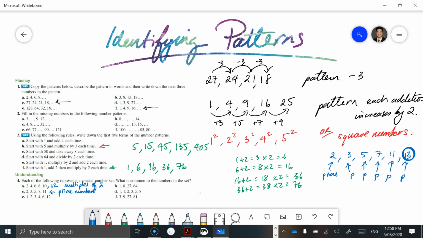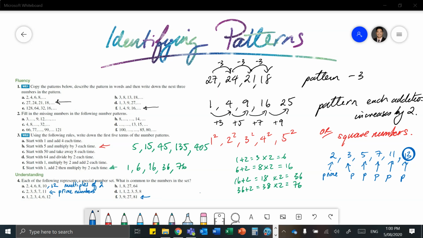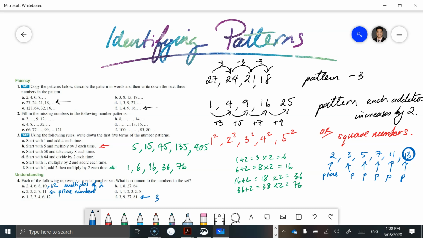And I might do one more here. With 3, 9, 27, 81, I can tell you that it is 3 to the power of 1 is 3, 3 to the power of 2 is 9, 3 to the power of 3 is 27, and 3 to the power of 4 is 81. So we're looking at powers of 3.